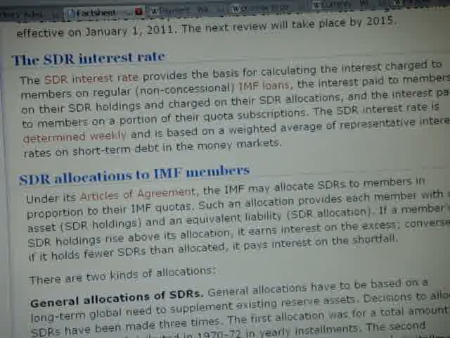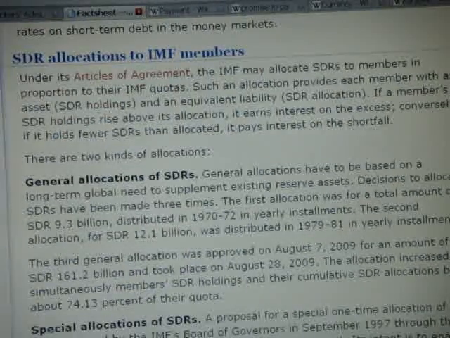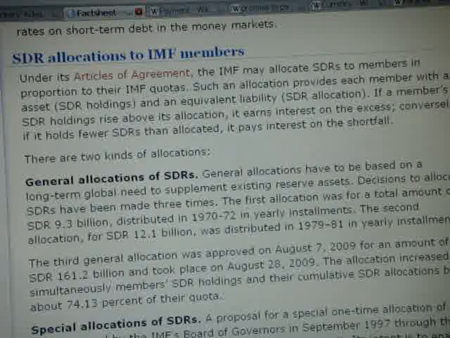SDR allocation to IMF members. Under this article of agreement, the IMF may allocate SDRs to members in proportion to their IMF quotas. Such an allocation provides each member with an asset, SDR holdings, and an equivalent liability, SDR allocation. If a member's SDR holdings rise above its allocation, it earns interest on the excess. Conversely, if it holds fewer SDRs than allocated, it pays interest on the shortfall. There are two kinds of allocations.